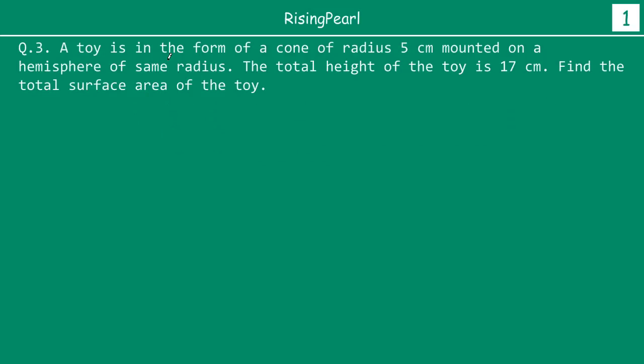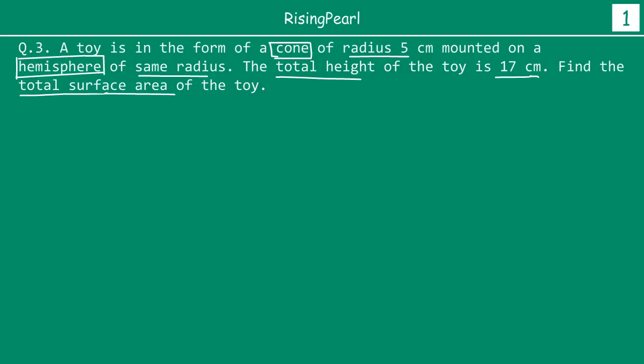A toy is in the form of a cone. We have a cone of a certain radius mounted on a hemisphere, so it looks like we have a cone sitting on top of a hemisphere of the same radius. The cone has a radius of 5 centimeter and the hemisphere has the same radius of 5 centimeter. The total height of the toy is 17 centimeter. Find the total surface area of that toy.